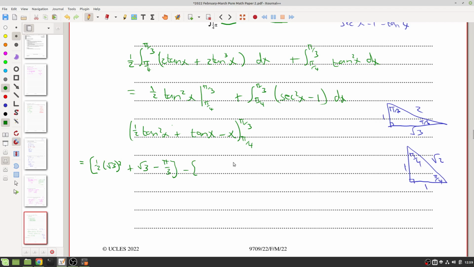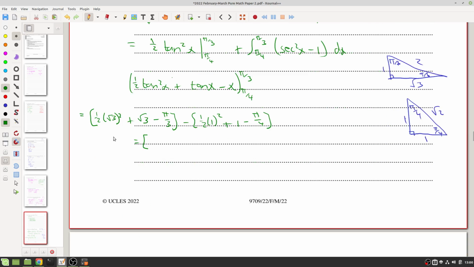Minus, okay, now we substitute in pi over 4. So that's a half. Tan pi over 4 is 1. So half times 1 squared, plus tan pi over 4 is 1, minus pi over 4. Okay, so we didn't need all that much space, so I'm going to continue here. And now from this, you can just type all of that in your calculator. Your calculator should give you an exact value in terms of a root. I'm just going to do a bit of simplification here.